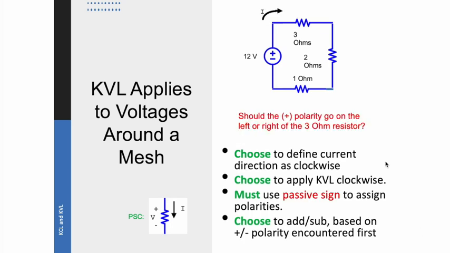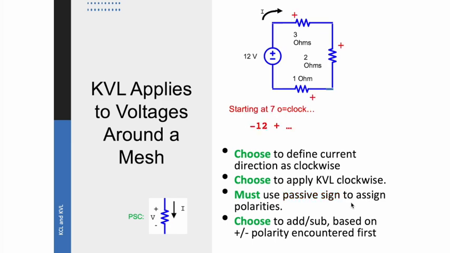So I'm going to choose to define the current direction as clockwise, as you can see with I1 here. Then a question would be, as I use passive sign convention going around this mesh, should the plus polarity, for example with a 3 ohm resistor, should that plus sign be on the left or should that be on the right, following passive sign convention? Okay. The plus sign for the 3 ohm should be on the left, on the top for the 2 ohm, to the right for the 1 ohm.